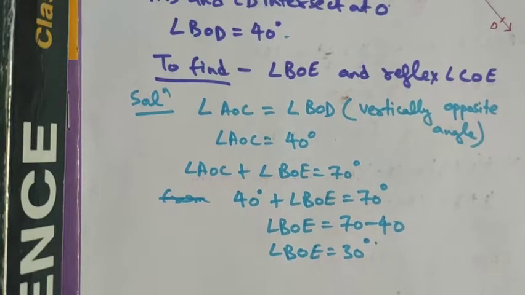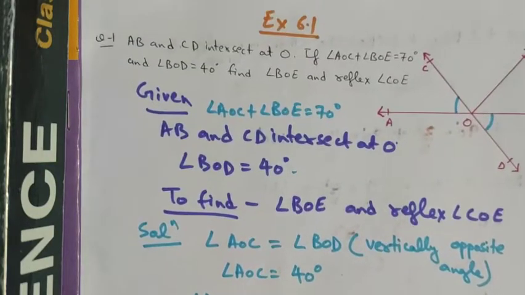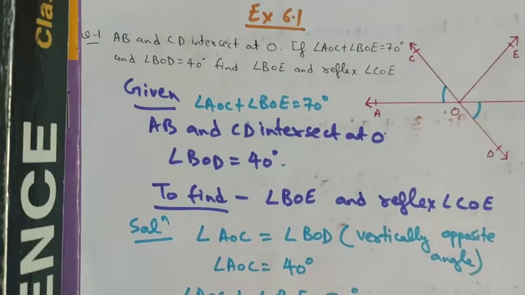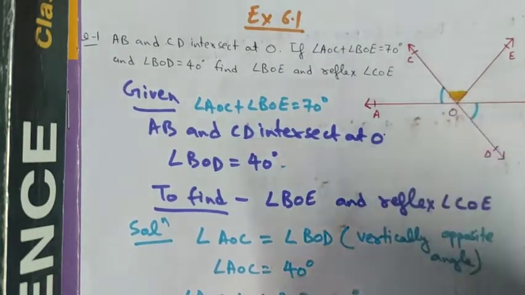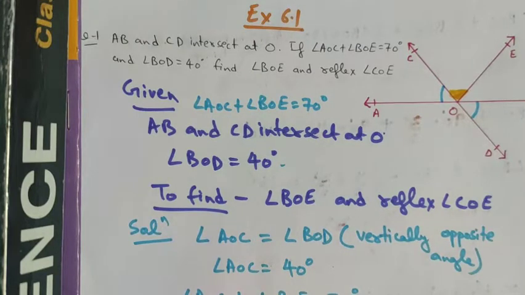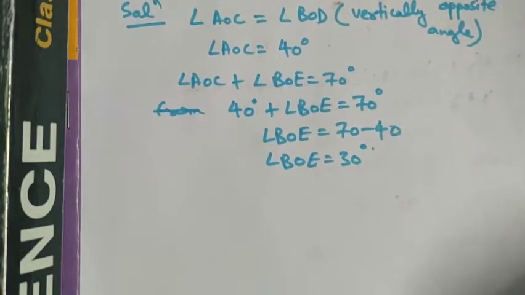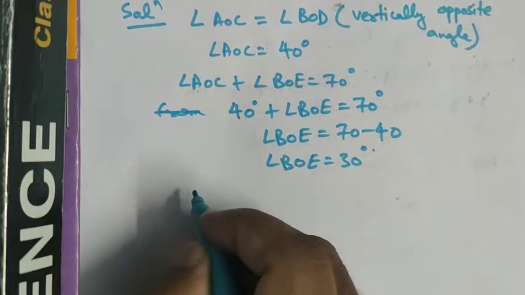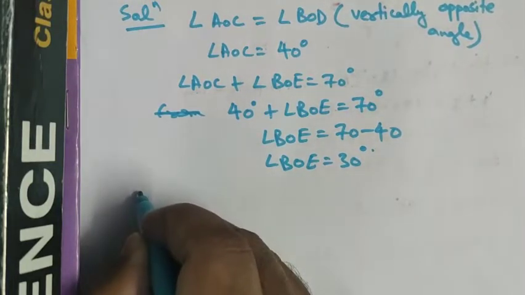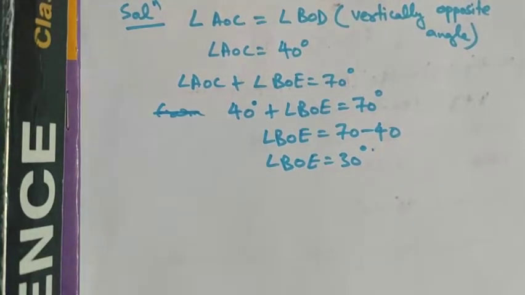In the second part of the question, we have to calculate the reflex of angle COE. This is angle COE, and we have to find the reflex of COE. So first we will find the angle COE and then proceed to the reflex. For angle COE, since AOB is a straight line, we can write it like this.